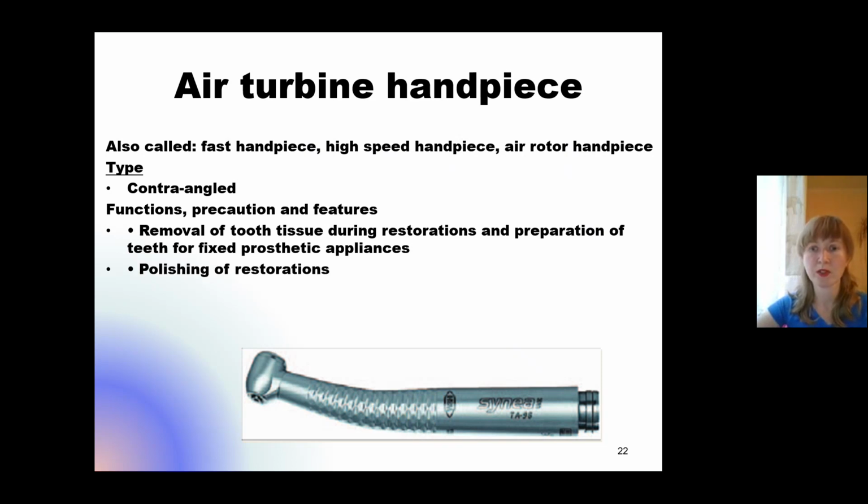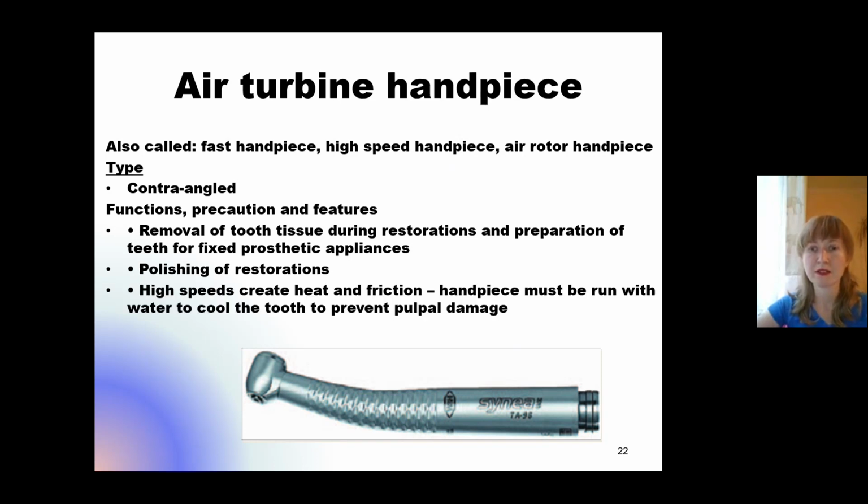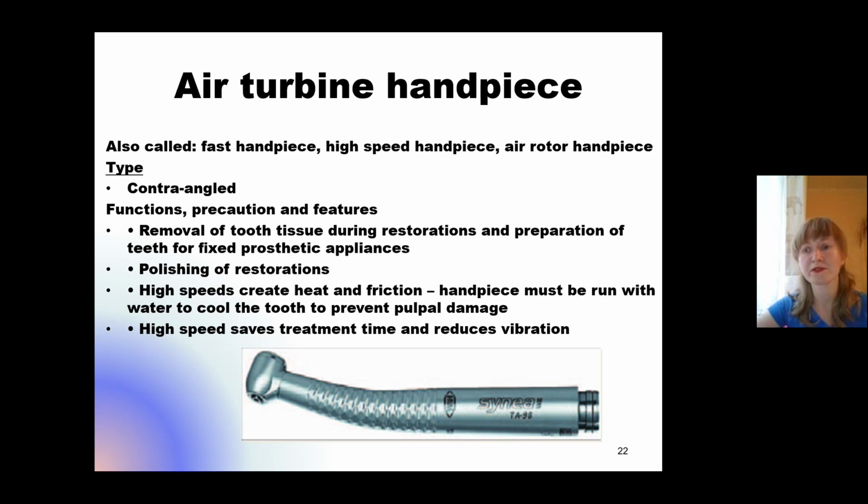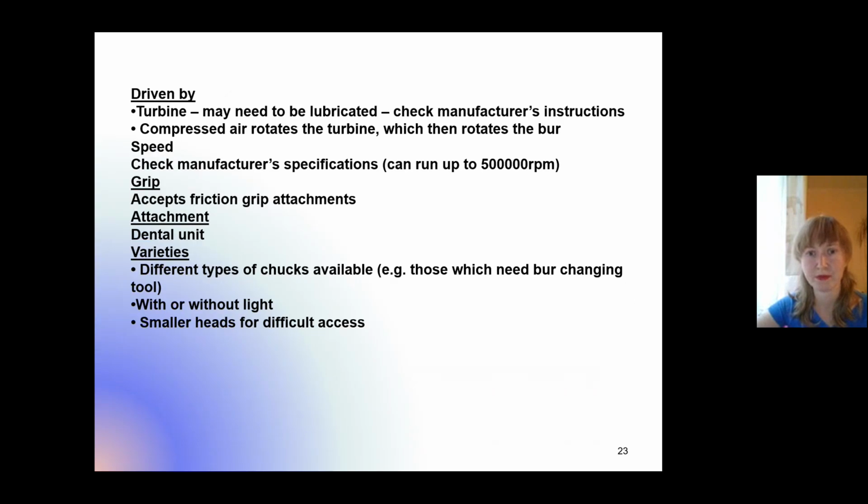As well, it is used for polishing of restorations together with special polishing burrs, and high speeds create heat and friction. That's why the handpiece must be run with water to cool the tooth and to prevent pulpal damage. High speed saves treatment time and reduces vibration, so it is comfortable for the patient. High-speed handpieces are driven by a turbine and may need to be lubricated.